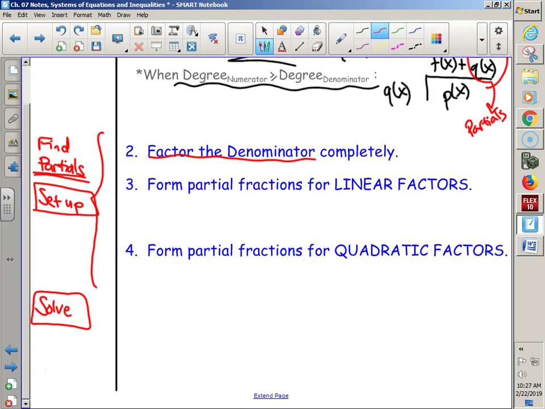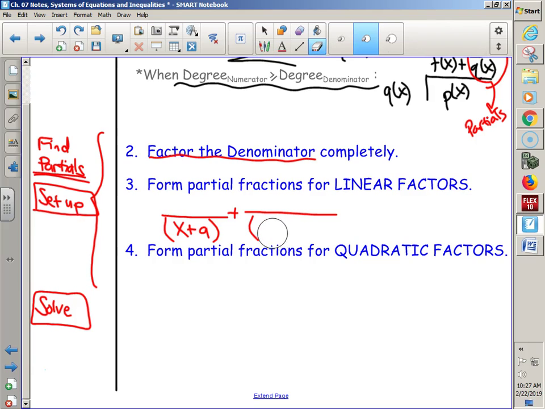To factor the denominator, form partial fractions for linear factors and form partial fractions for quadratic factors. Not every factoring has both. Some factoring will just have this. And if they're linear factors, they could look like x plus a or x minus a. They could look like 2x plus, or I could even say ax plus b. There could be a number in front of the x. There could not be a number in front of the x.